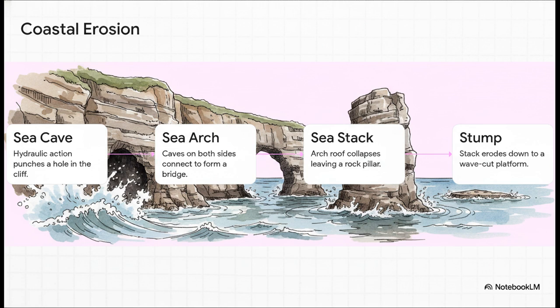And I gotta tell you, this sequence of coastal erosion is incredibly violent, but also highly systematic. First, hydraulic action punches a hole straight into a coastal cliff, forming a sea cave. Over time, if this happens on both sides of a narrow headland, those caves eventually connect to form a gorgeous bridge-like sea arch. But the waves, they never stop. They keep pounding until the roof of that arch inevitably collapses entirely, leaving behind an isolated pillar of rock that we call a sea stack. Finally, even that towering stack gets eroded down by the waves into a mere stump. Step by step, solid rock is completely dismantled.